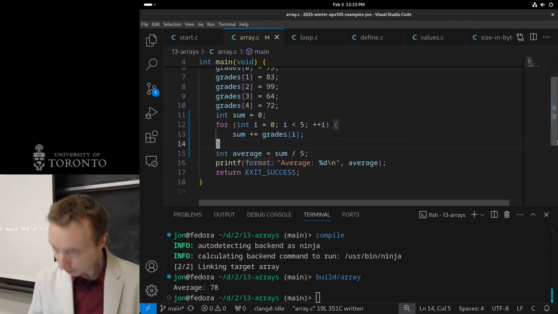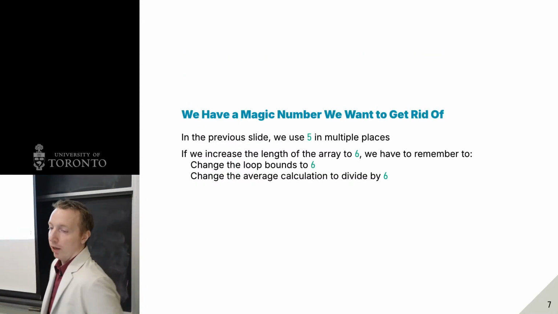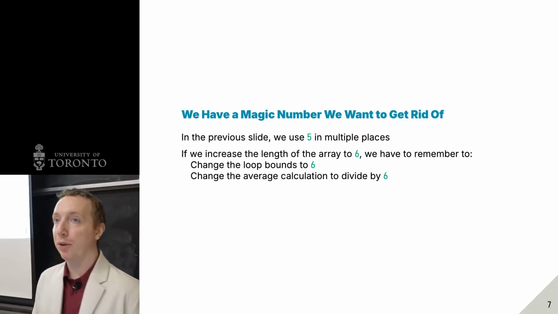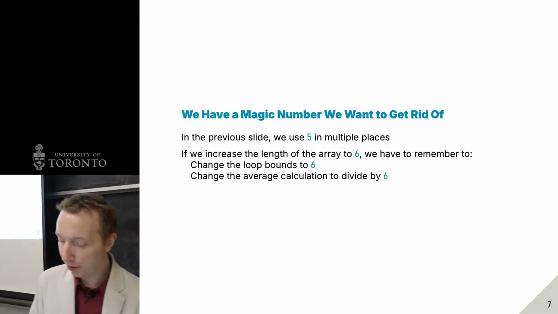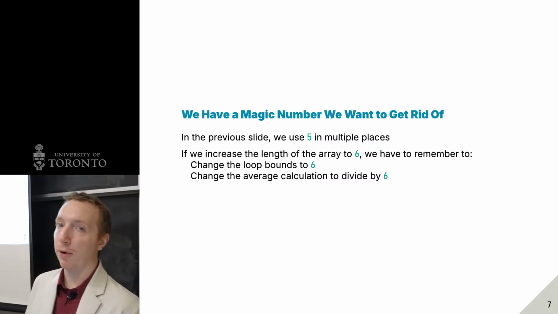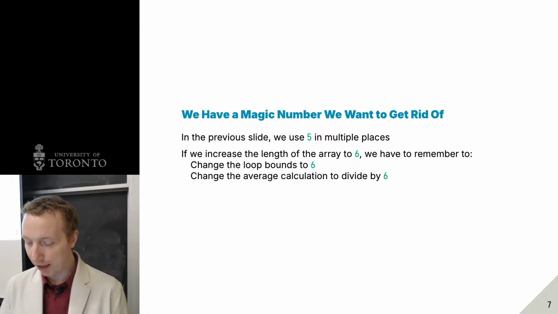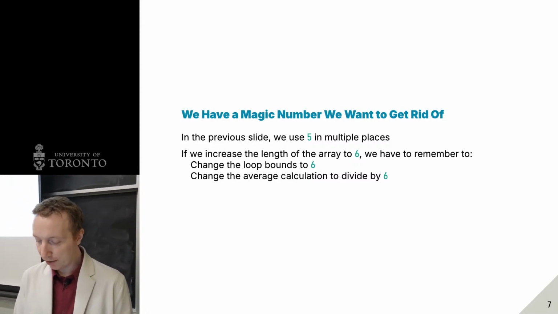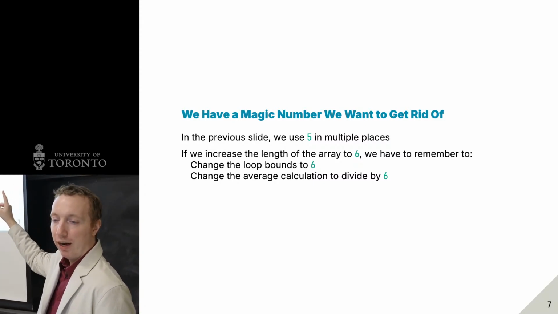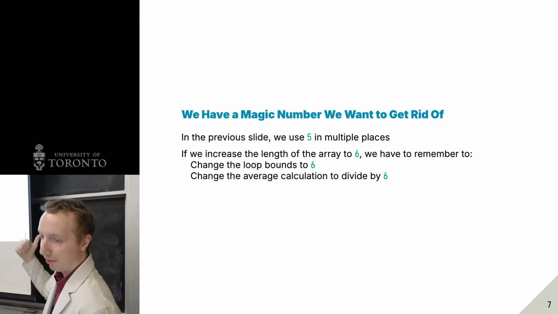So everyone's all right? All right. So we still have a little bit of a problem. We have a magic number we want to get rid of. So I use the magic number 5 in multiple places, right? So if I wanted to add another grade, well, then I have to increase the size of the array to 6. Then remember to change the loop bound to 6 as well. And then remember to divide the average calculation by 6 at the very end.